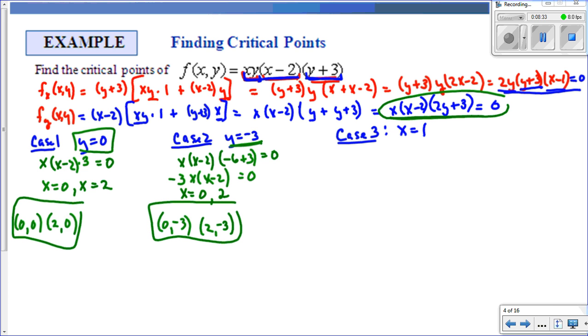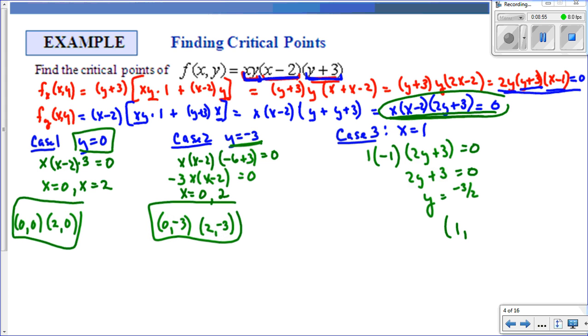Okay, now my third case, x equal 1. Plug that into the second equation. I'll have 1 times negative 1 times 2y plus 3 equal to 0, which means then that 2y plus 3 is 0, which means that y is negative 3 halves. So when x is 1, the y has to be negative 3 halves. And you have 5 critical points. So next we want to be able to take those critical points, which are the candidates for the local maximums and minimums, and evaluate those and determine whether they're local maximums or local minimums or neither.